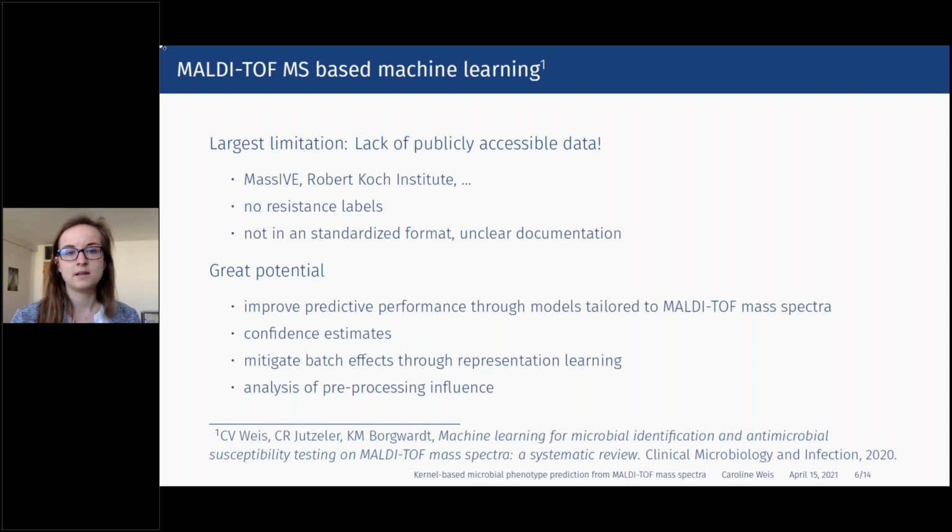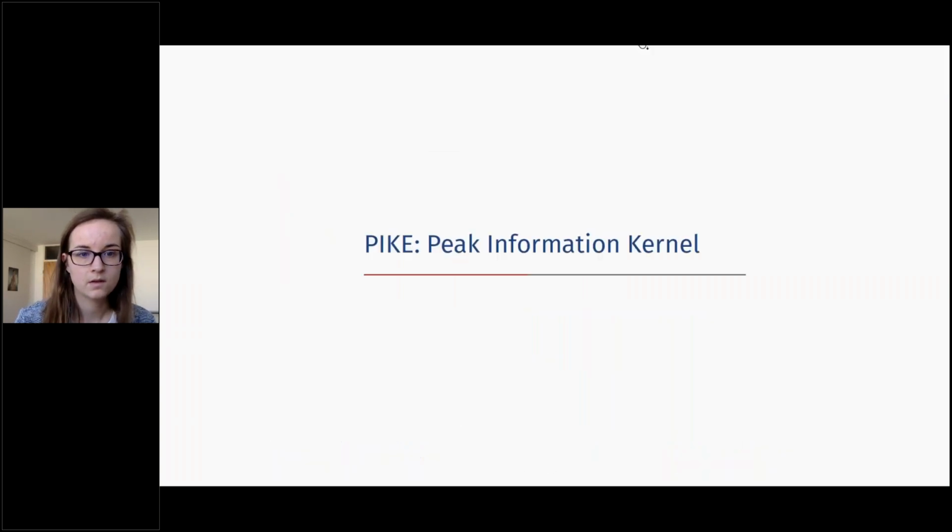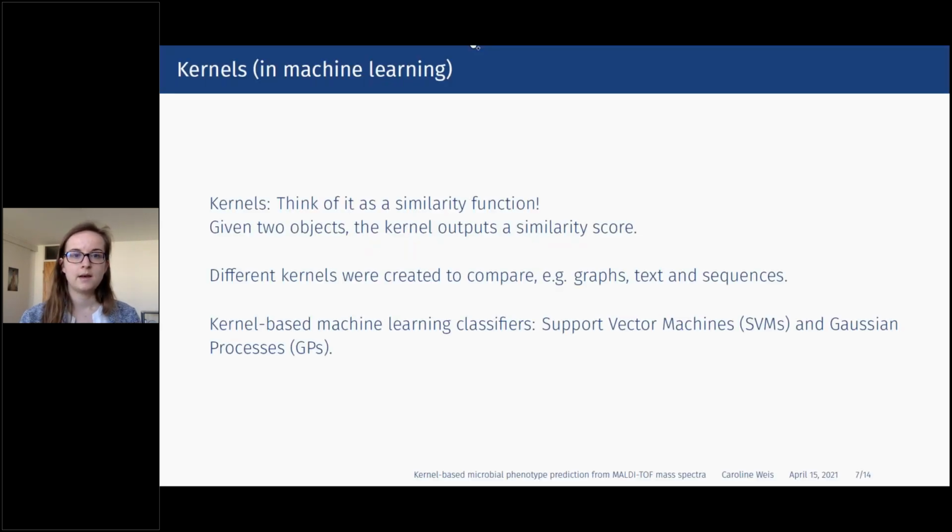Also analyzing what pre-processing could be done to the mass spectra and how that influences the predictive results is also very interesting. Yeah, and the list goes on, really. So what I'll present briefly is a method that goes right into this direction that was accepted at ISMB last year, and that is based on kernels.